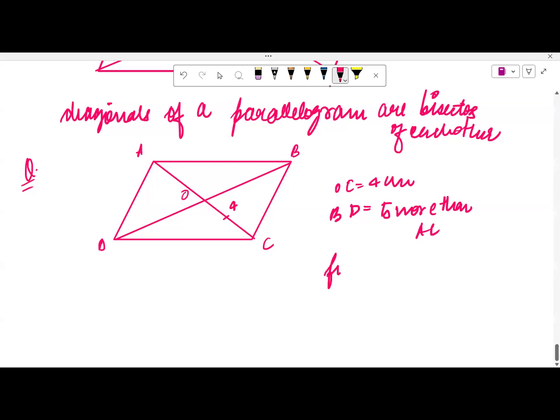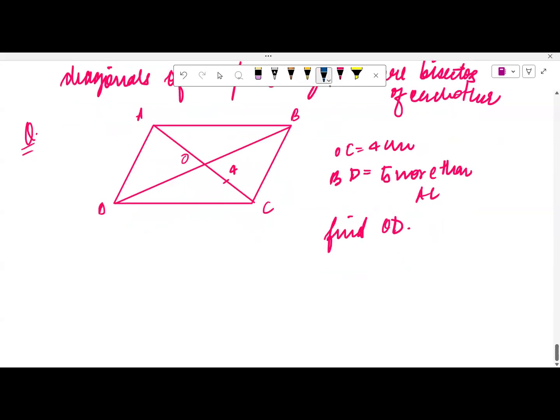Ma'am, I got the answer. Please solve it first. No, wait. Amar, please solve it first in a stepwise manner and then only we'll discuss. Done, ma'am.